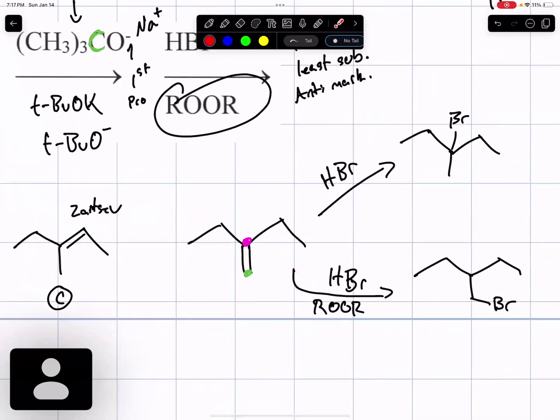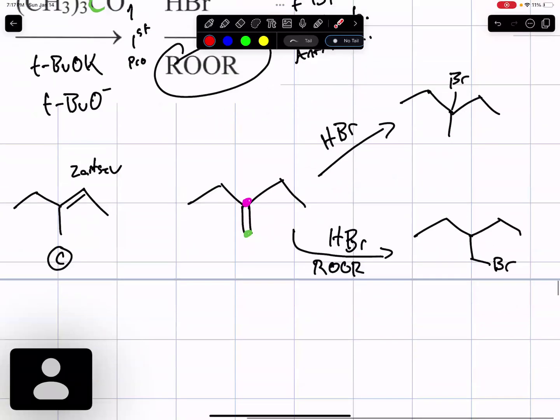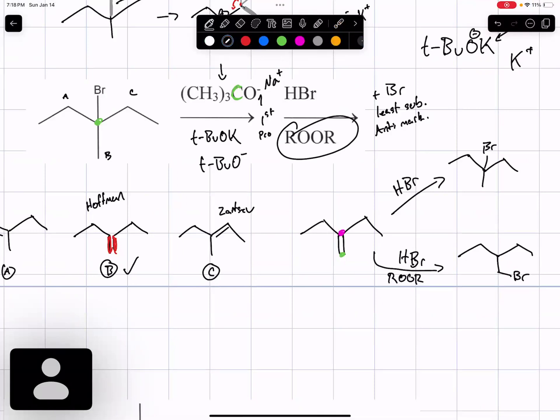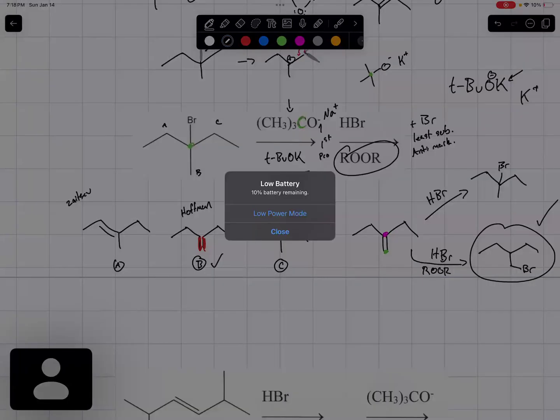If this alkene was treated with just regular HBr, it would add Br to the most substituted side, which would be the side in pink, the carbon in pink. But since it's HBr and peroxide, it adds to the green carbon, and that's where it would add, okay? So that's our final product here. Cool.